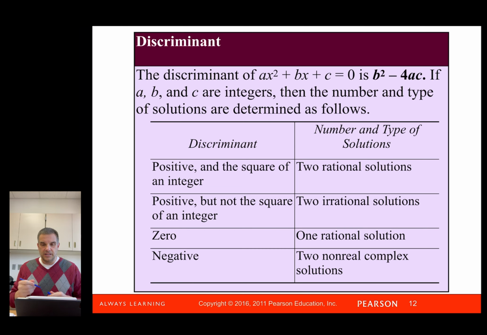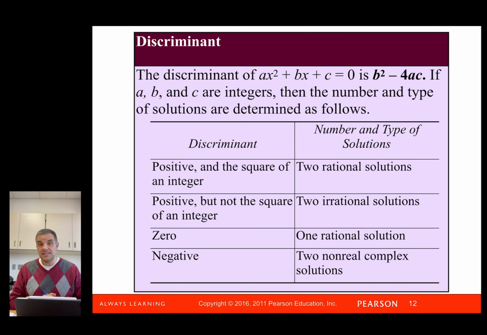So there's another thing right in there that I want you to list. The discriminant, that should be in your notes. The discriminant of ax squared plus bx plus c is b squared minus 4ac. That's called the discriminant. Now, if the discriminant is positive, meaning it's greater than 0, there are 2 solutions. Okay. If it's greater than 0, there are 2 rational solutions. Okay. Either way.